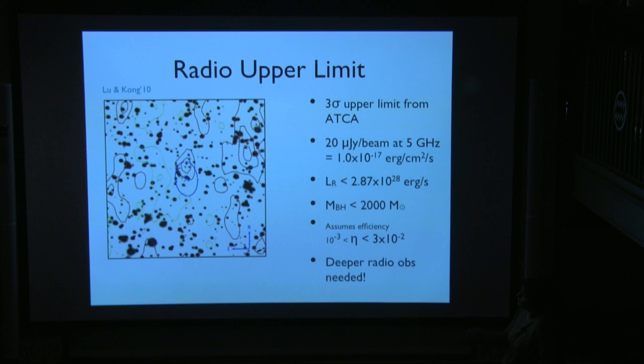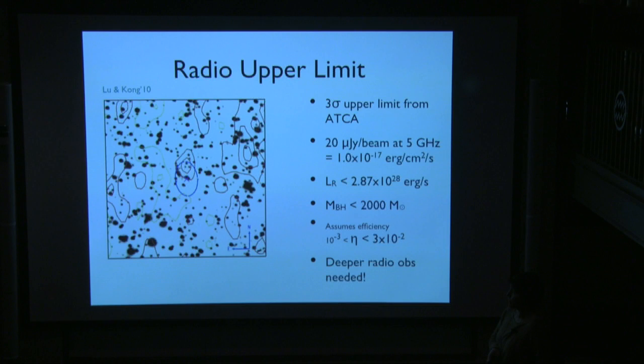Okay, so just briefly to talk about the radio constraint, I mentioned that it was an upper limit. These are the radio contours overlaid on the center, and the radio observations led to an estimate of the black hole mass somewhere in the range of a few thousand solar masses. But it's not really clear what the accretion efficiency should properly be modeled as in this setting. And so deeper radio observations would be helpful.